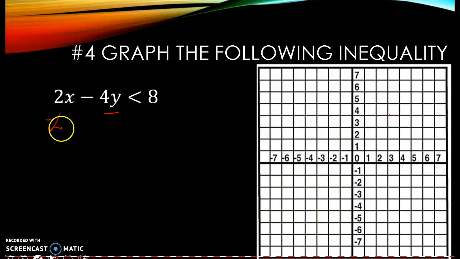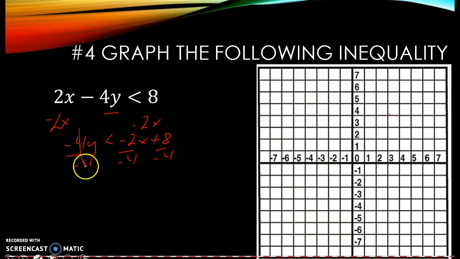So to do that, we're going to subtract 2x from both sides. And we're going to have -4y is less than -2x plus 8. And then I would have to divide everything by -4, and I would have positive y. The sign is going to switch because when I divide by a negative number, remember the sign switches. Negative 2 over negative 4 is 1/2 x. And then 8 divided by negative 4 is negative 2.